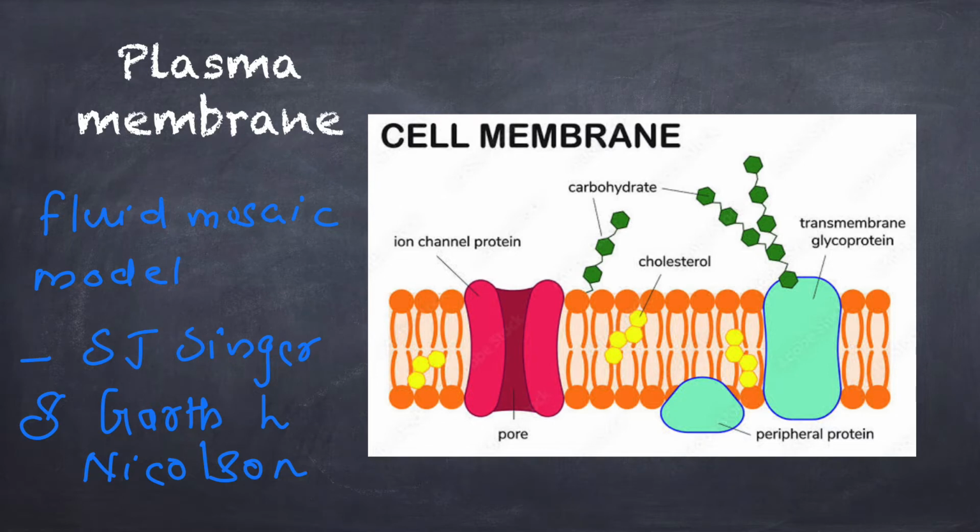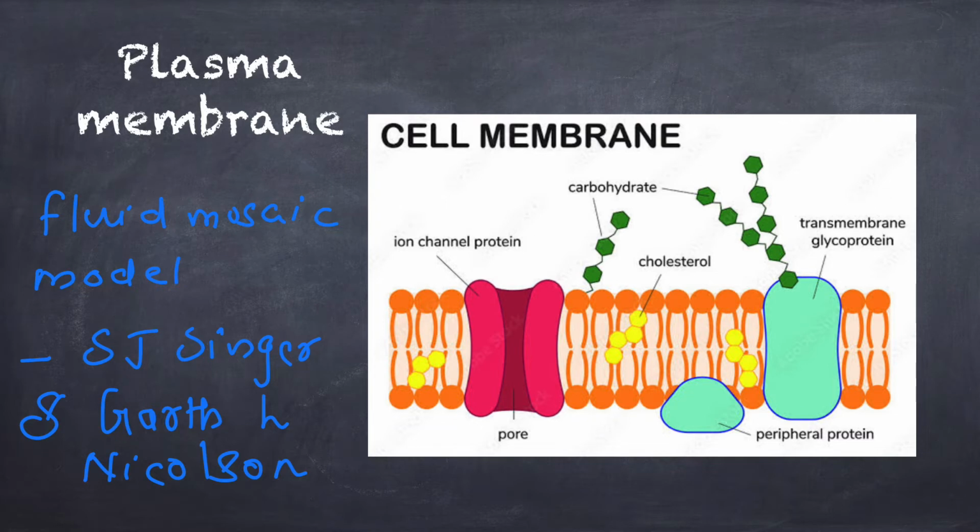Why is it called the fluid mosaic model? According to this model, the cell membrane is a mosaic of proteins, carbohydrates, cholesterols, and lipids. And these components give fluid characteristics to cell membranes. Okay, you can see the lipid bilayer here and embedded proteins, cholesterol you can see, and carbohydrate.